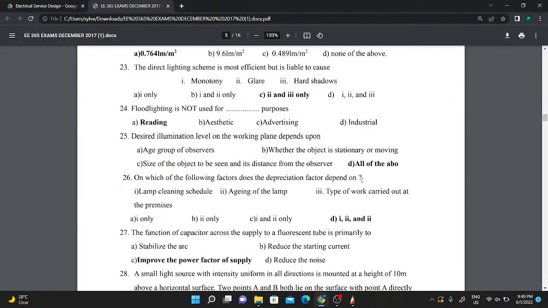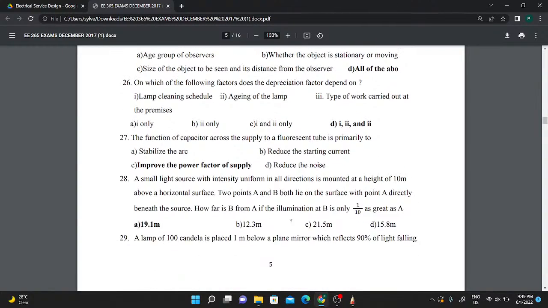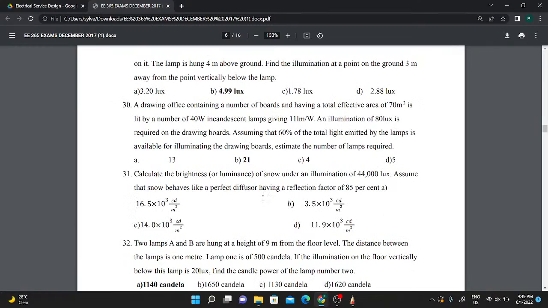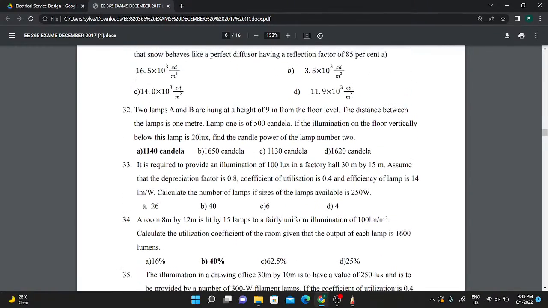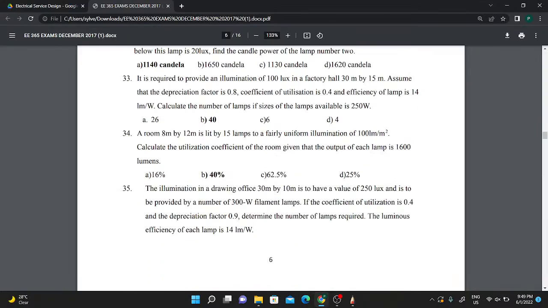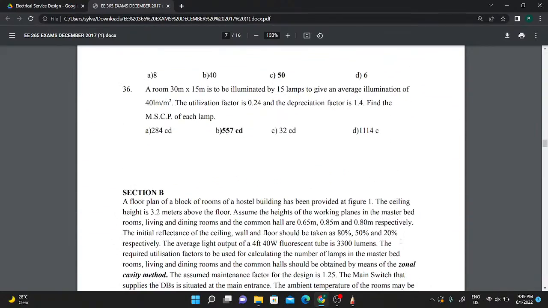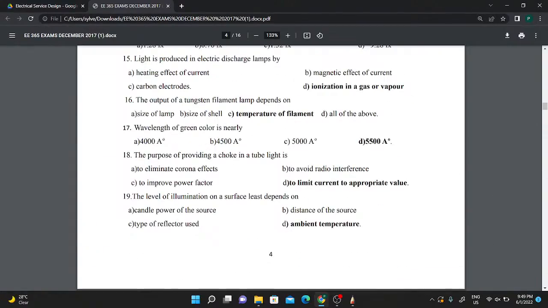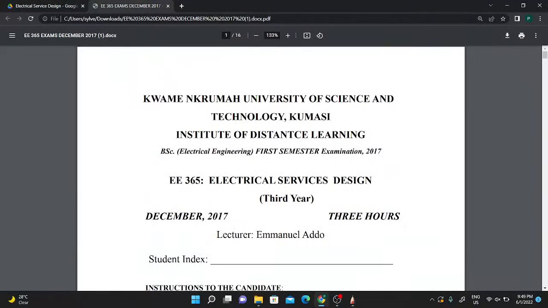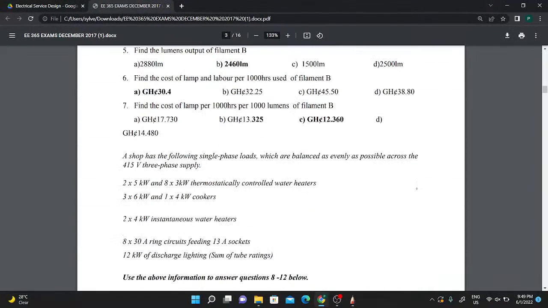So these are some of the midterm questions. We've solved them already, so solving them again would be a waste of time. We solved all of these before the midterm. Okay, let's move on.